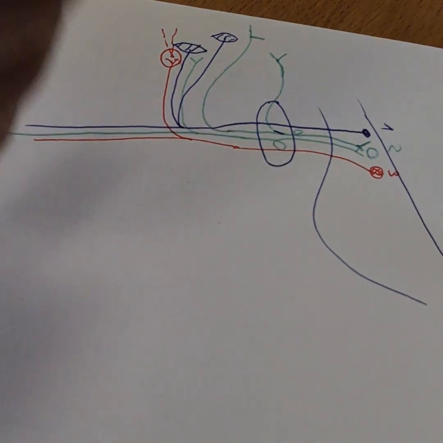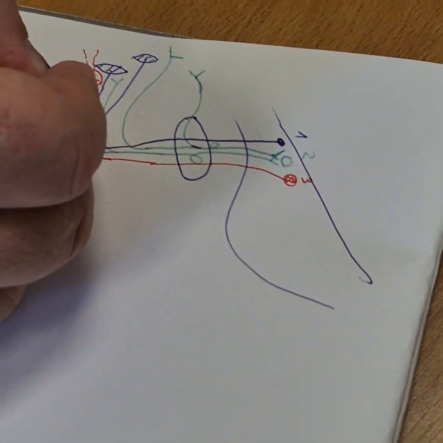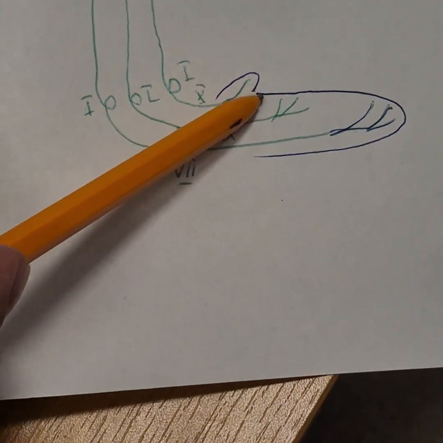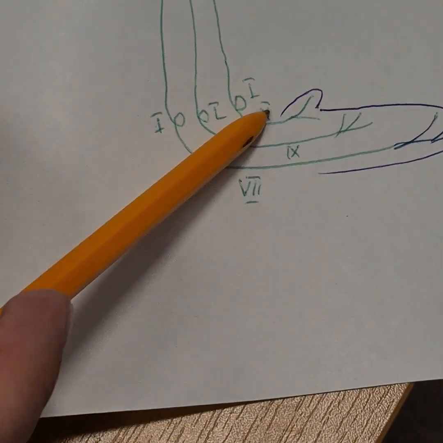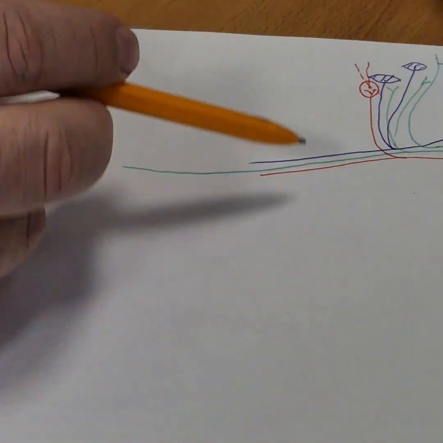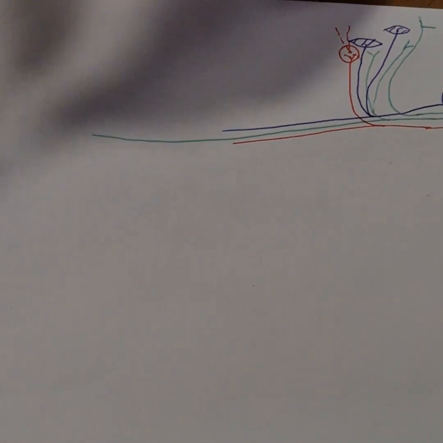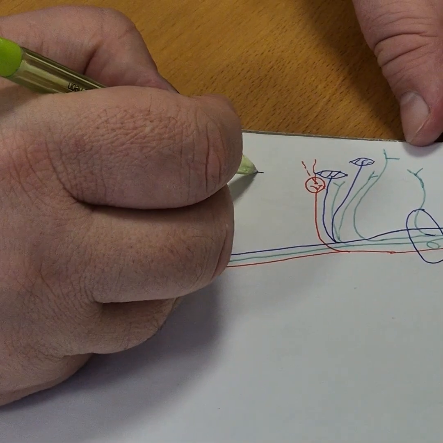And sensory fibers of the vagus nerve, the same, go to the root of the tongue and epiglottis. We already said it here. Root of the tongue and epiglottis are supplied by the vagus nerve. What else? On the neck, vagus gives the superior laryngeal nerve.